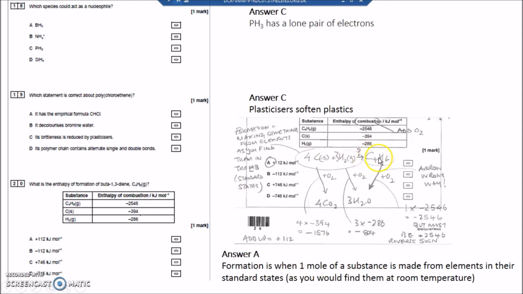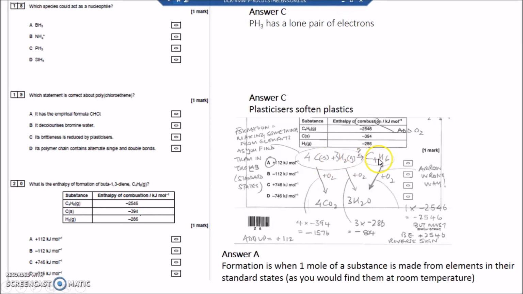I've got 1 mole of C4H6. That's important. 1 mole of this from elements in their standard states as you'd normally find them in the laboratory at room temperature. So you'd normally find carbon as a black solid, like in the inside of pencils. Hydrogen is gas, H2. And so balancing it, C4, I'll need 4 C's, 4 of those black solid, and I'll need 3 H2s. That makes 6 H's to go in there.